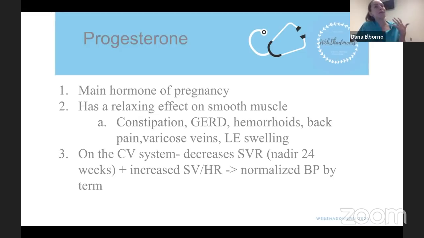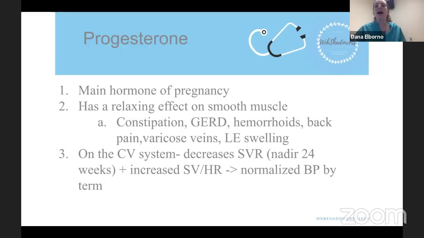The not so beneficial effects that progesterone has on relaxing smooth muscle is that it can cause constipation. It can cause reflux with a relaxation of the esophageal sphincter, which allows acid from the stomach to reflux into the esophagus. It can cause hemorrhoids. It can cause back pain from overly extending your lumbar spine and creating what's called lumbar lordosis. And can also cause varicose veins and lower extremity swelling, all as a result of this progesterone relaxation effect on smooth muscle.